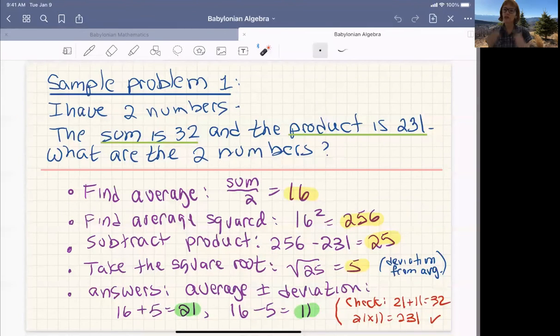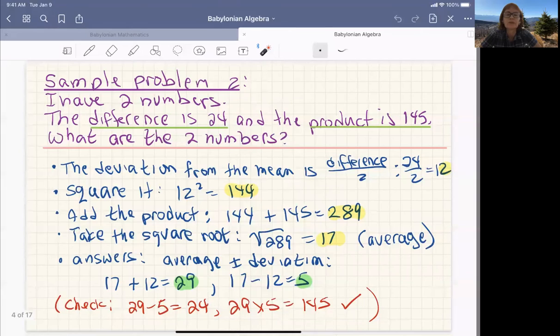So basically what you would see in the text is, take the sum divided by 2, square that number, subtract the product, take the square root, and then add and subtract. So that's how they would solve that particular algebraic problem. Let's look at another one.